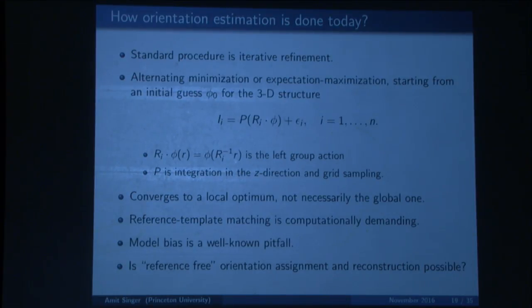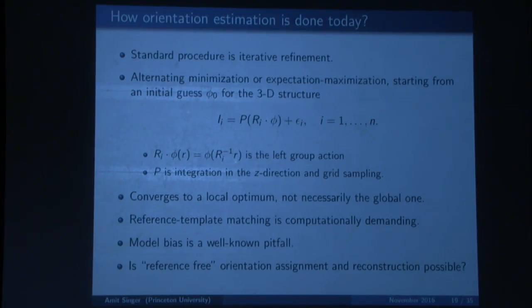You can do it in a more clever way, let's say using expectation maximization. And it is known to converge to a local optimum, but not necessarily the global one. There are some issues, like how to do it fast. We're thinking about ways and other groups are doing it. But the main issue is that there is model bias.